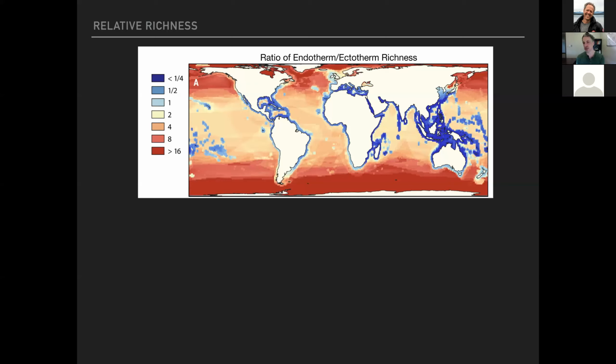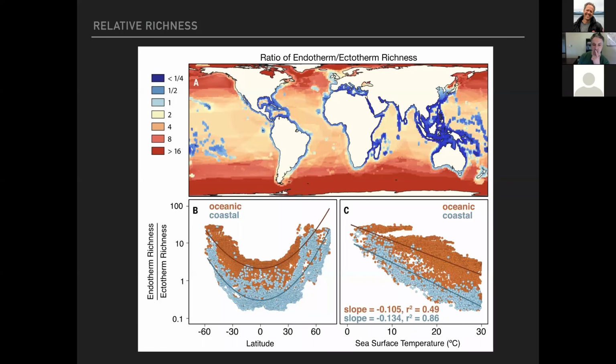The ectotherms are relatively more diverse in these coastal tropics, and the endotherms increase towards the poles, even including dolphins. If we plotted that out, we could easily fit a parabolic, quadratic fit to latitude. I distinguished coastal versus oceanic, and we can also fit a straight line to temperature with that as well.